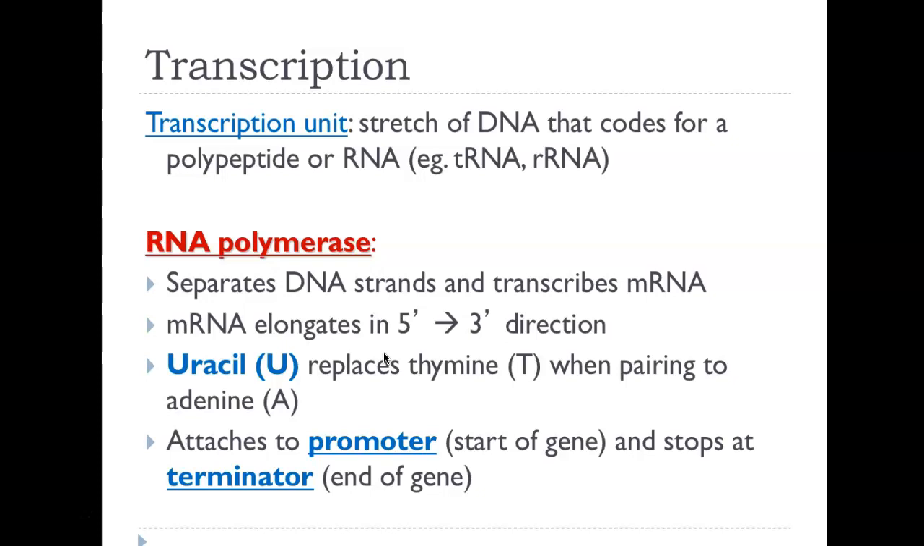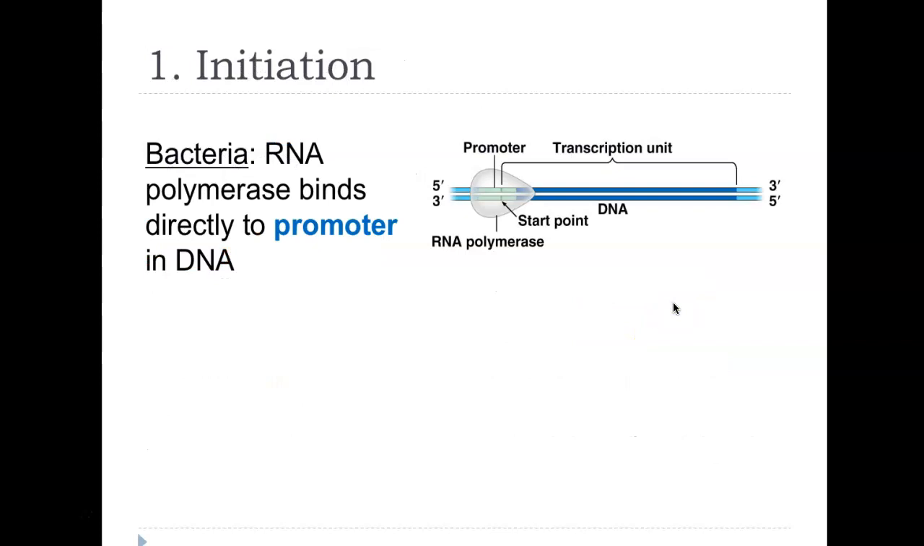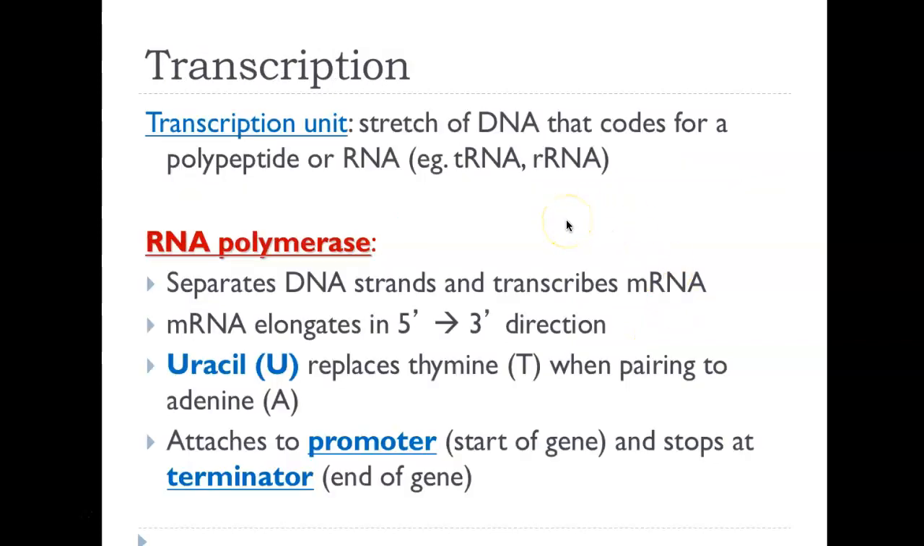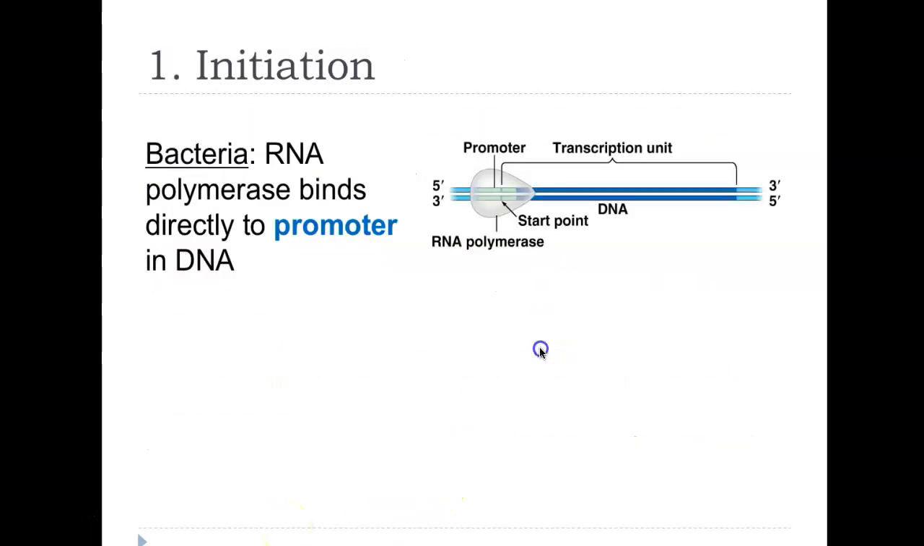Go ahead and pause if you need to keep writing. I'm going to talk about the 3 steps. So this is transcription. This is the DNA unit that's going to be transcribed. RNA polymerase is the enzyme. Uracil replaces thymine. RNA polymerase attaches to a promoter where it begins transcribing, and it stops at the terminator where it's going to leave and basically stop transcribing.